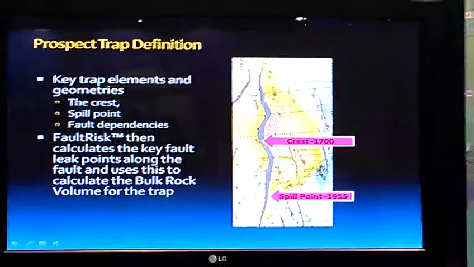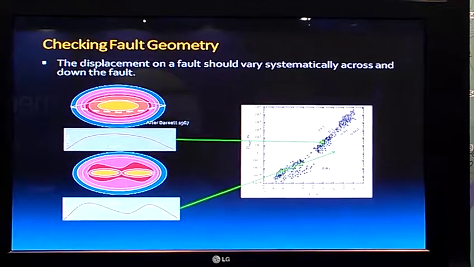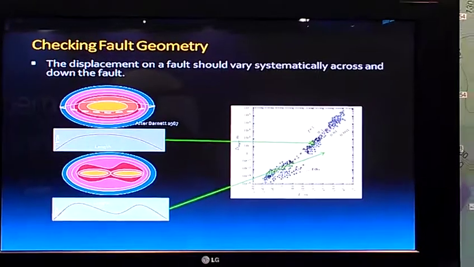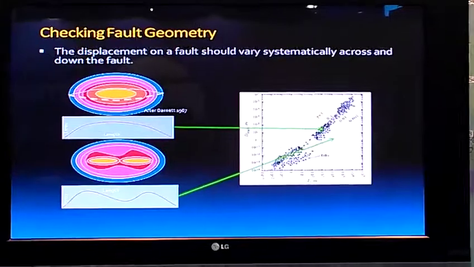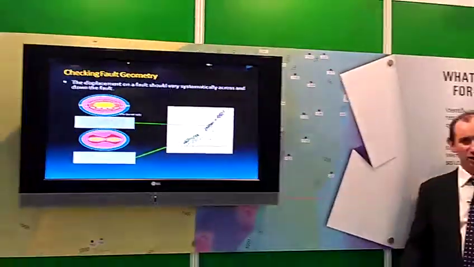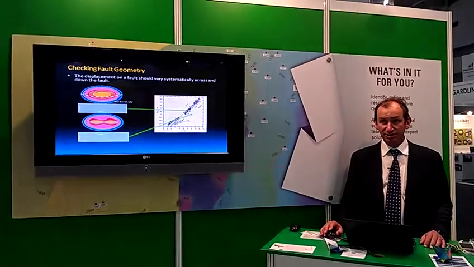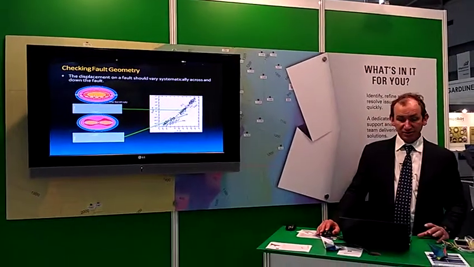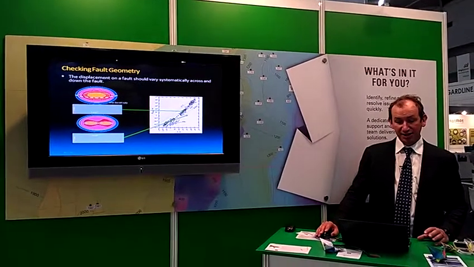So cataloguing those dependencies. Now, how good is my fault? Obviously, if I've got a geologically impossible fault, I'll end up with an impossible fault seal calculation. So there's a number of really simple 1980s structural geology methods that we can use to understand how good our fault interpretation is. The idea is that if we have a single fault, it has a central maximum displacement. That maximum displacement then diminishes out to the tips.